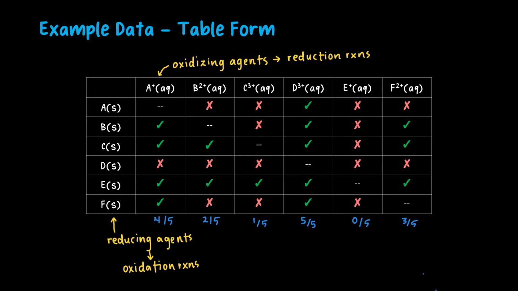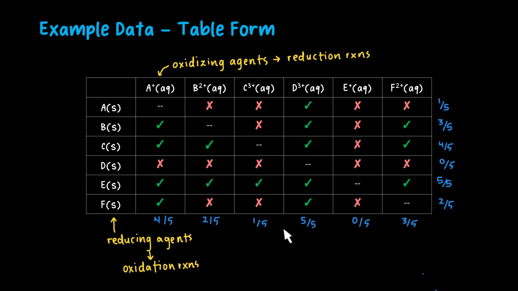So A solid underwent 1 of 5 possible reactions. B solid had 3. C solid had 4. D had none. E had all 5. And F had 2. And what we can notice here is that the numbers kind of switch. So where E didn't react at all as an oxidizing agent, it reacted 5 times as a reducing agent. Where D reacted 5 times as an oxidizing agent, it didn't react at all as a reducing agent.